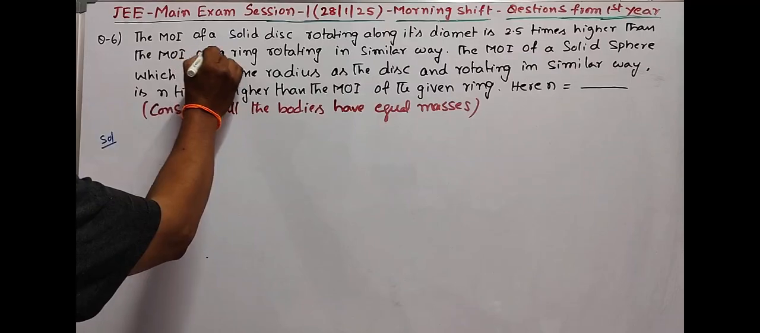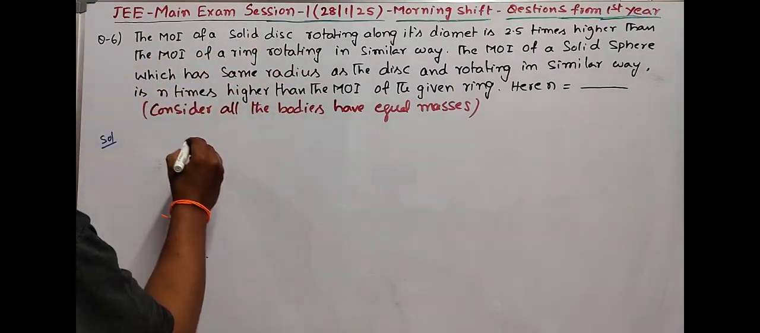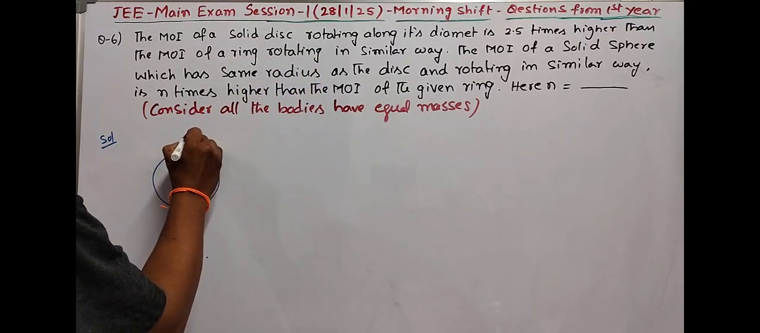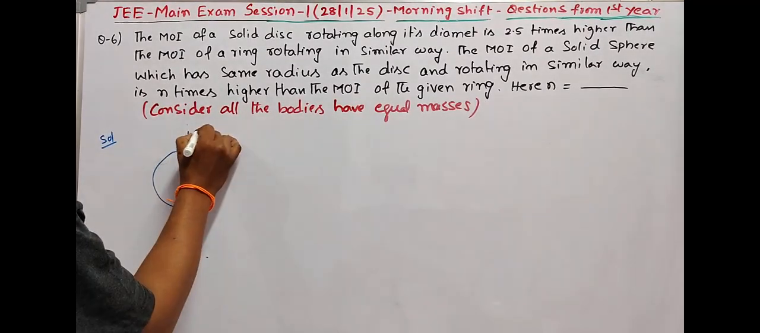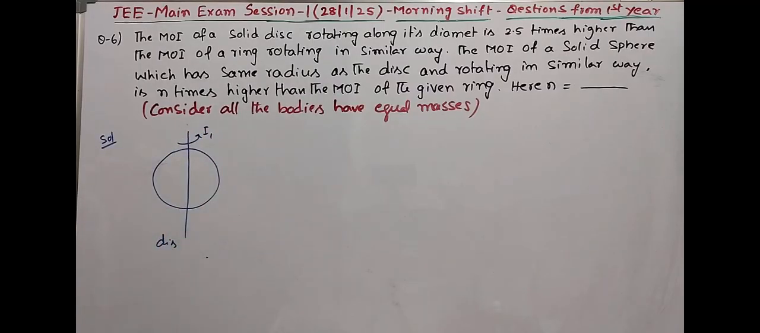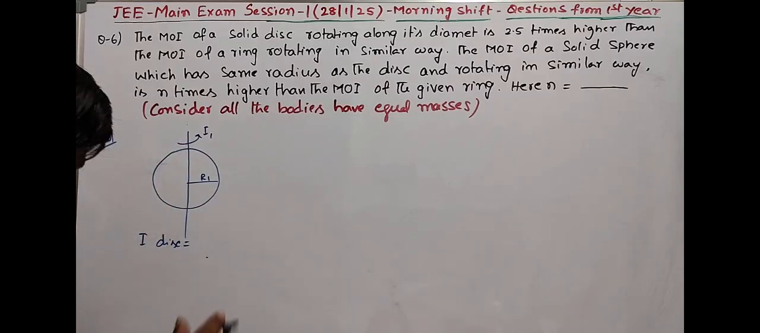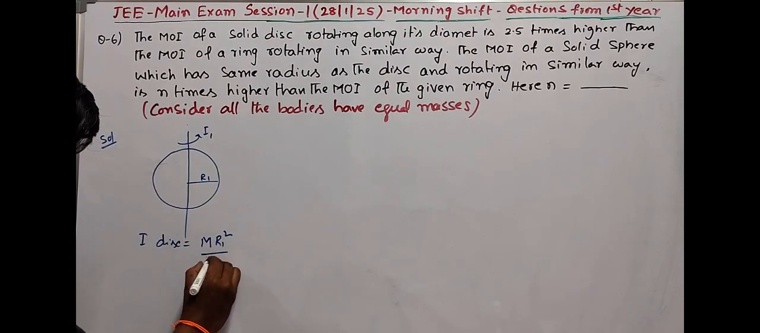To see the first condition, there are two statements given. According to the first statement, what is that? The moment of inertia of a solid disk. For example, first you can say this is a disk which rotates about its diameter. Its moment of inertia about the diameter is I1. Suppose this is the radius of this disk. So what is the moment of inertia of a disk rotating about its diameter? M r square by 4. That means M r1 square by 4.